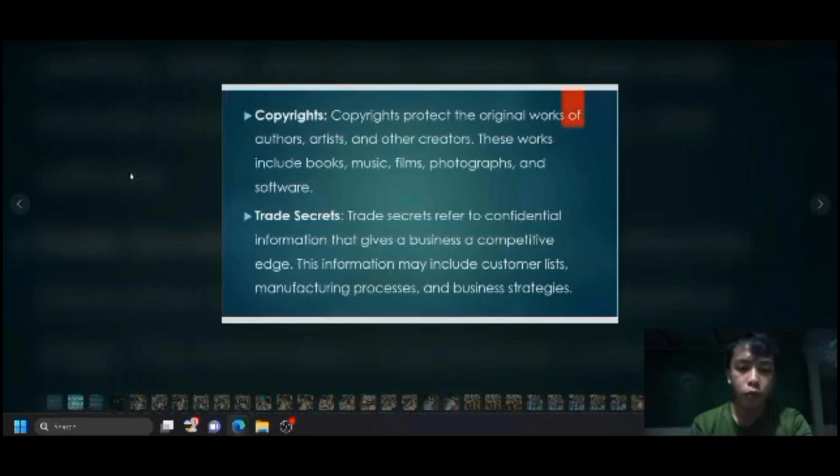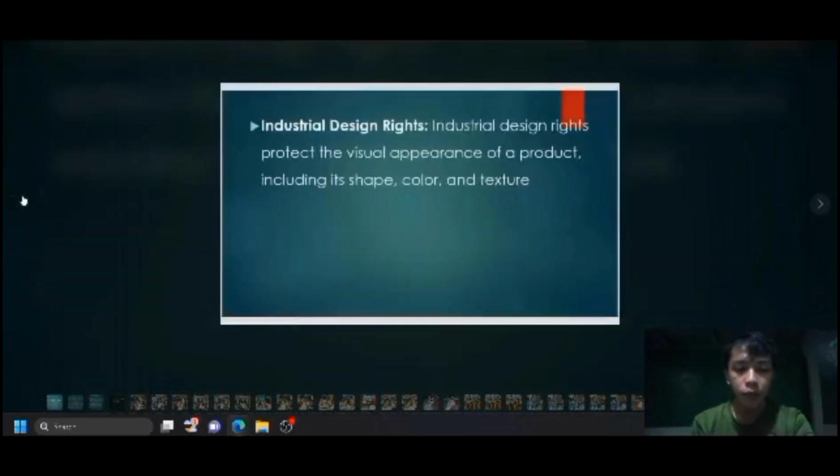So, let's proceed to the last assigned topic. My last assigned topic is industrial design rights. Industrial design rights protect the visual appearance of the product, including its shape, color, and texture. What do you call industrial design right? For example, let's say a smartphone. A company creates a new model of cell phone or smartphone with a unique shape, color, and distinctive design.